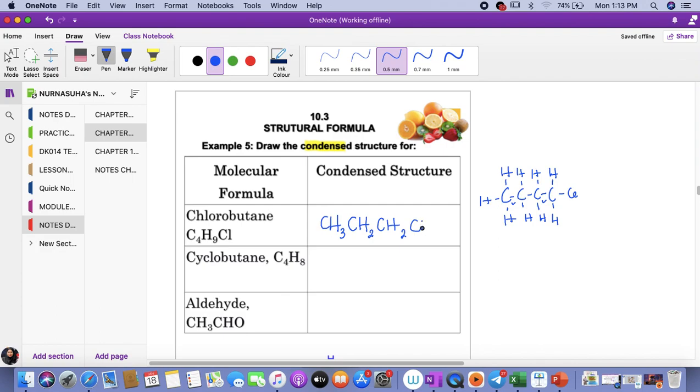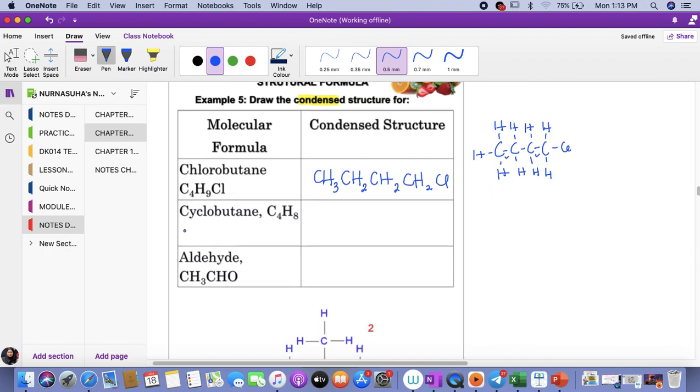It has CH2. Then we draw the functional group, which is halogen. Okay, so for condensed structure, what we have to do is we hide the bond. Kita sembunyikan bond. Kita hanya tulis berapa banyak elemen yang ada. So, dia punya format mesti carbon dulu, barulah hydrogen. Okay, next is cyclobutane. Basically kalau cyclobutane, butane tu sebab dia ada 4 carbon.